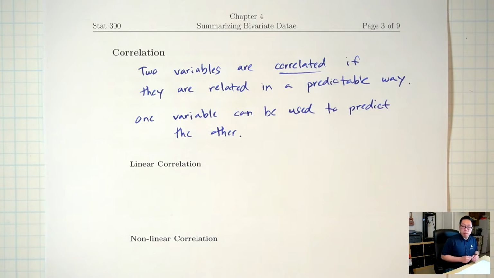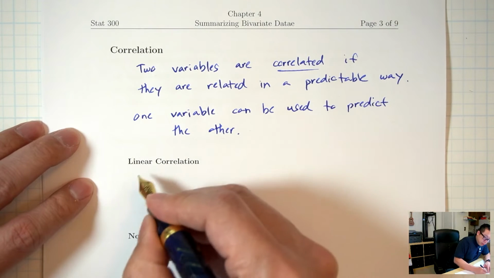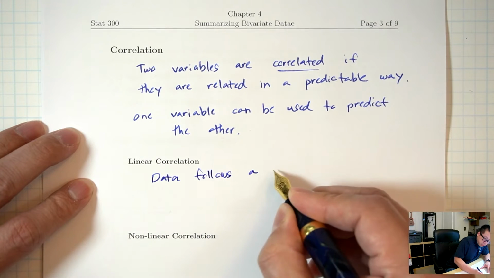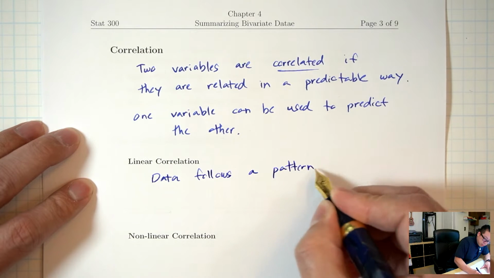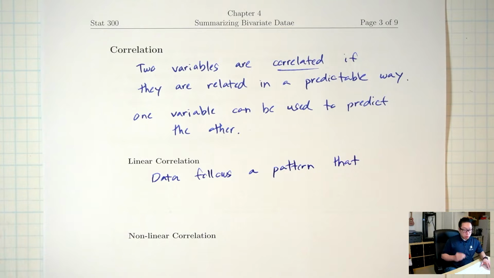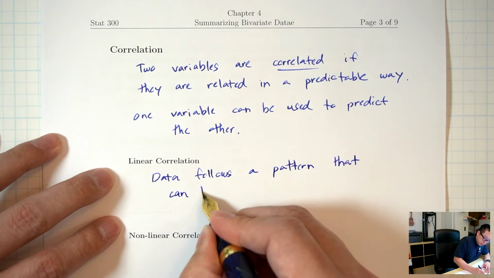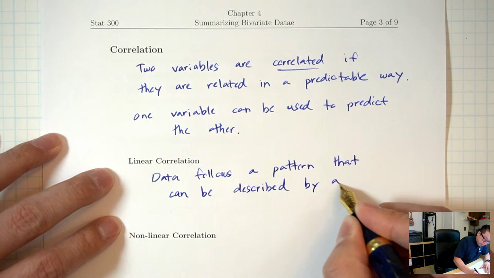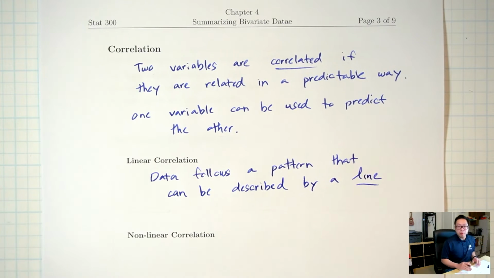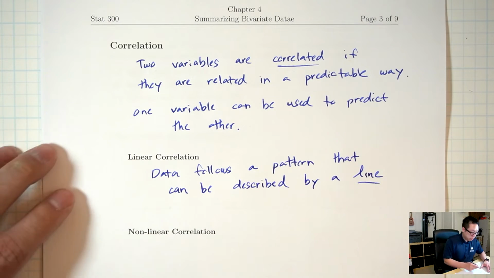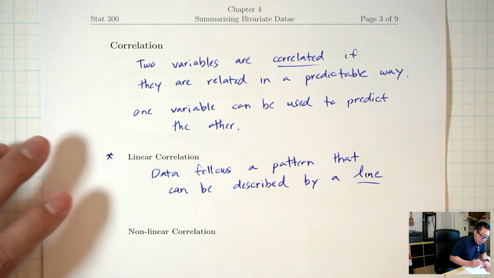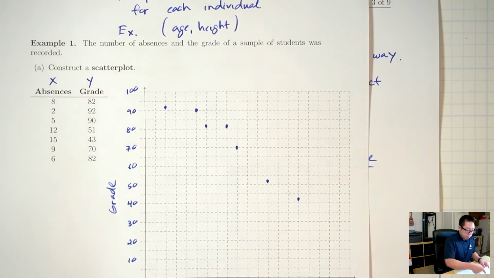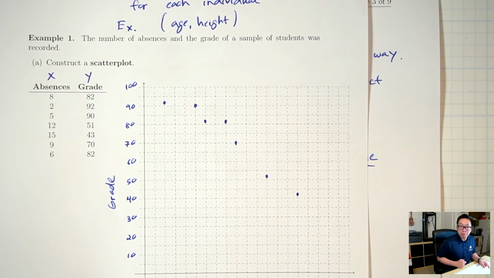And there are several different types of correlation. In linear correlation, the data follows a pattern that can be described by a line. The word line appears in the word linear. So this is the main type that we're going to be talking about in this class. And example 1 is an example of a linear correlation. Right here, the data follows a pattern, and it's a line.